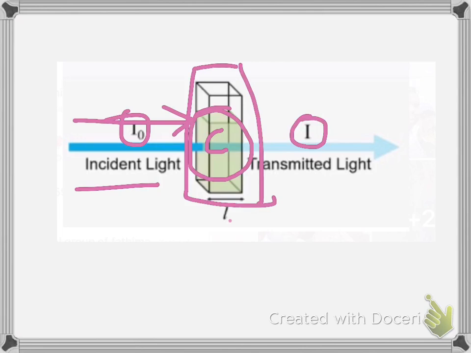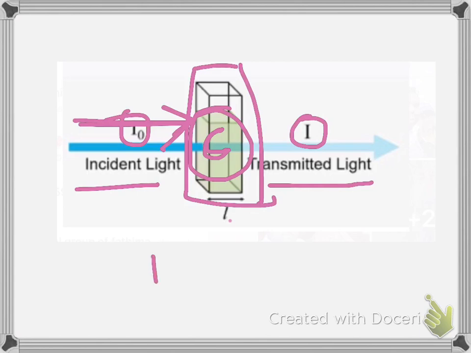Here, we can see that when we pass a light through the solution, the intensity of the transmitted light decreases. That is due to the absorption of the light by the molecules present in the solution. So the intensity of the transmitted light is less than that of the incident light.